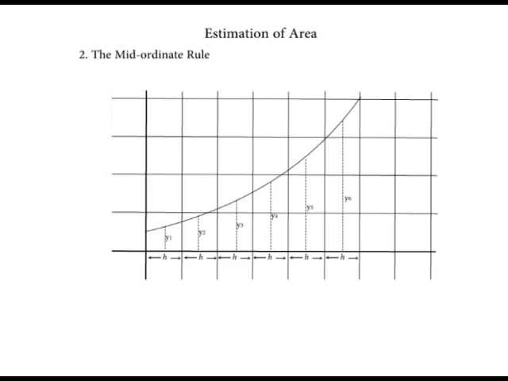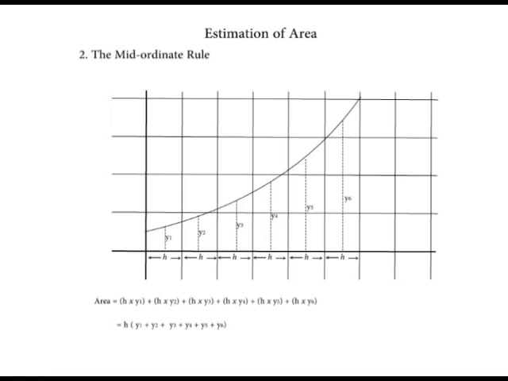We can calculate the area of each portion by assuming it to be a rectangle of width h and height equal to the length of the mid-ordinate. The total area under the curve is then the sum of them all. So area is equal to first portion h times y1 plus second portion h times y2 plus h times y3, all the way to h times y6. Factorizing h, we shall have h into y1 plus y2 plus y3 plus y4 plus y5 plus y6. This is the mid-ordinate rule.